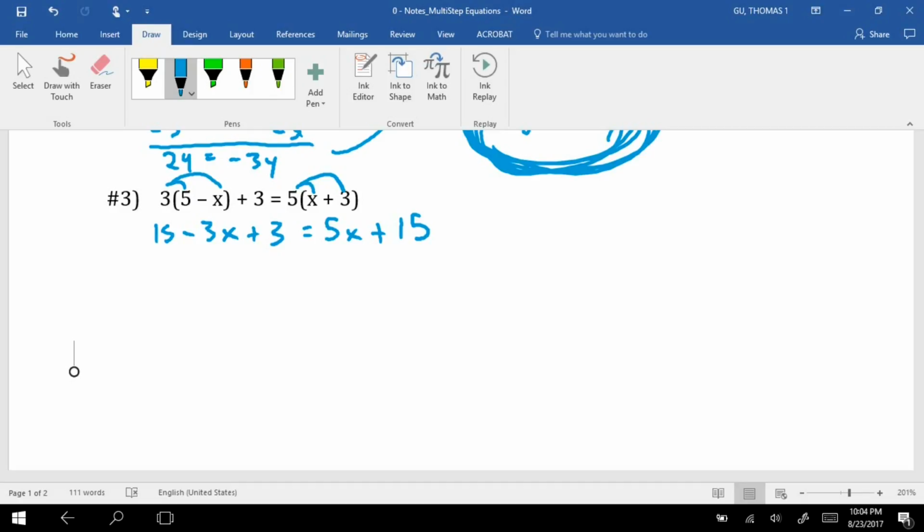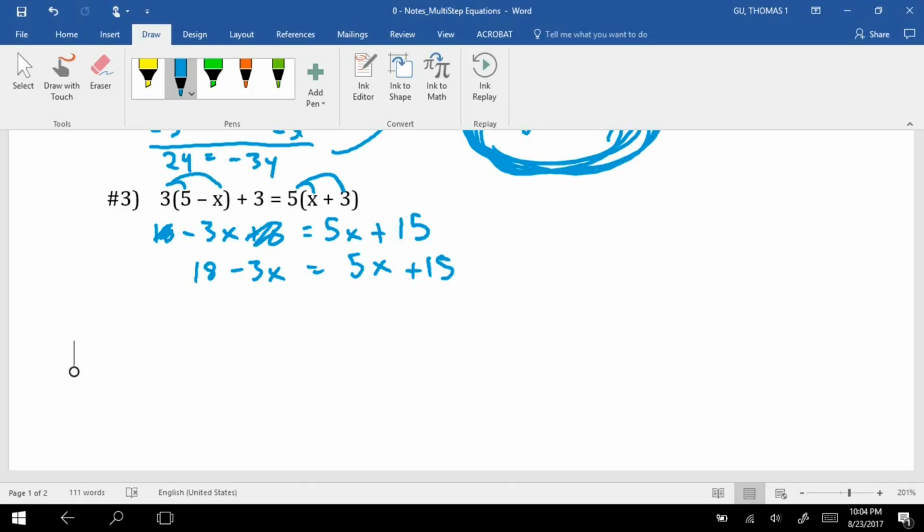Let's look on the left side. Is there anything x besides negative 3x? No, but I see 2 numbers. We got 15 and the positive 3. What's 15 plus 3, guys? Why are these guys separate? Get these guys back together. Boom, 18 minus 3x. So look, that's the 15 and the positive 3. That's 18. Okay, now let's look at the right side. Nothing we need to combine here. So 5x plus 15.